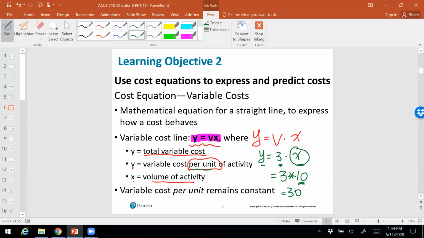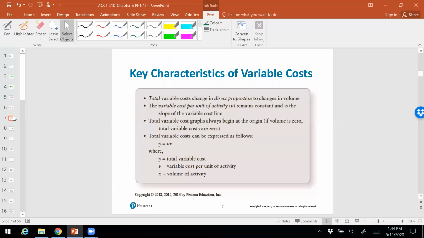Variable cost per unit remains constant. So for the first person it's $3. For the second guest, it's also $3. But total cost increases. When we have 10 people, it will be $30. If we just have 5, then it will be 15, right? But for each one, it's a constant. I hope you don't feel too bored if you already know this. So we will apply this to our accounting and business practice.